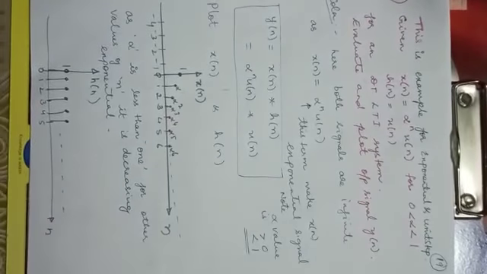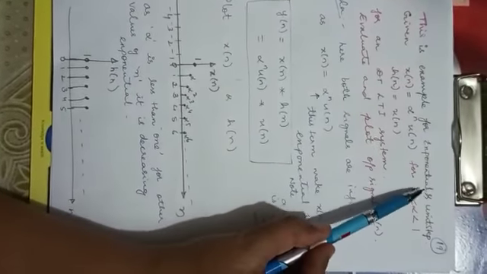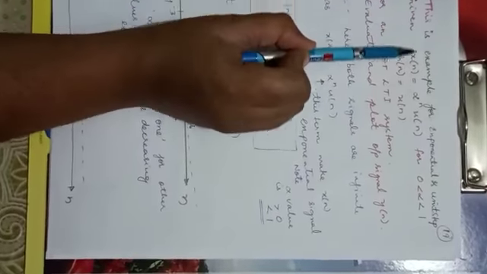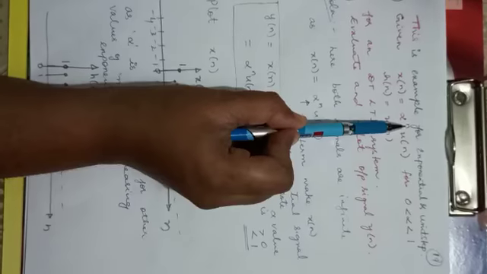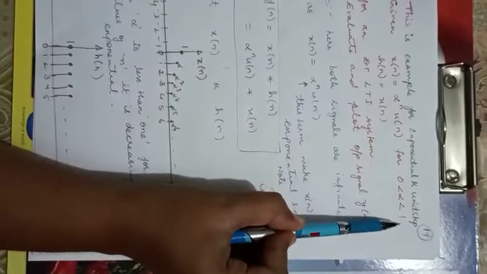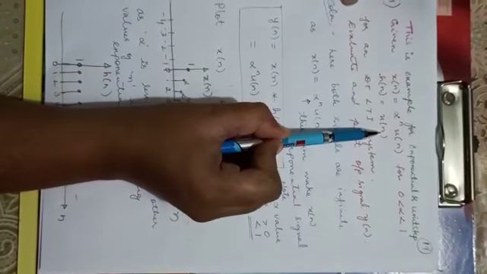Dear students, now we will see an example for convolution of an exponential signal with unit step signal. So the question is, given x of n is equal to alpha to the power of n u of n, where alpha value is greater than 0 but less than 1. H of n is u of n.